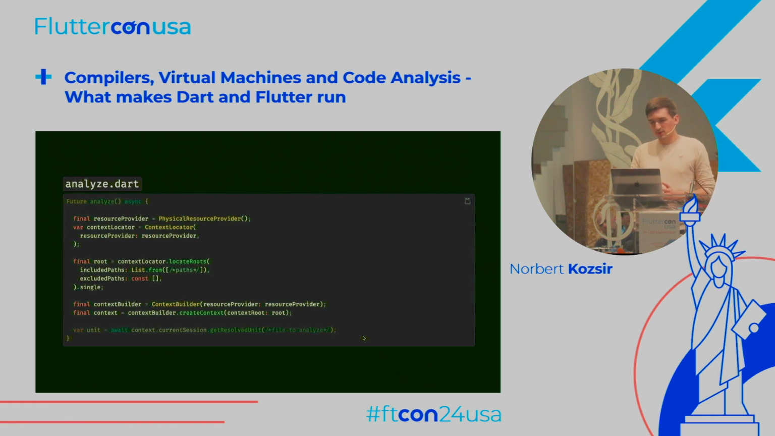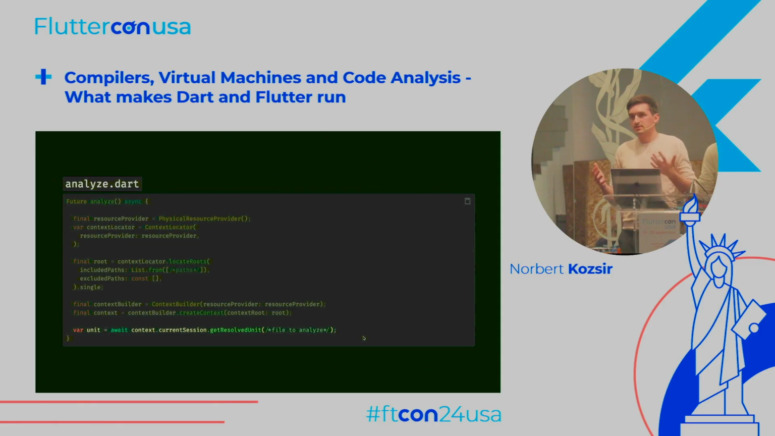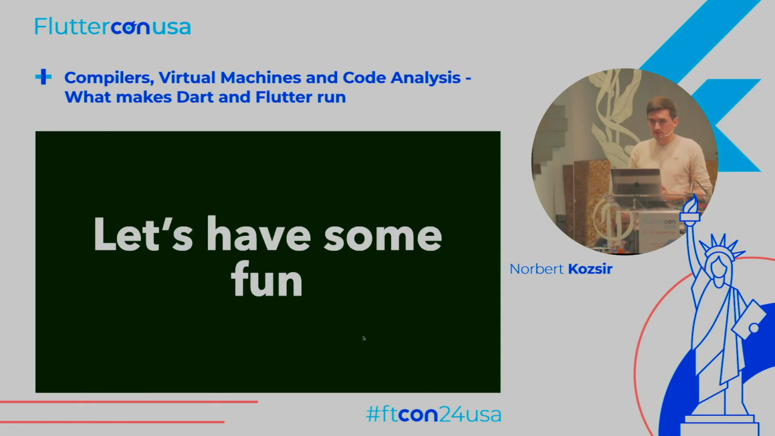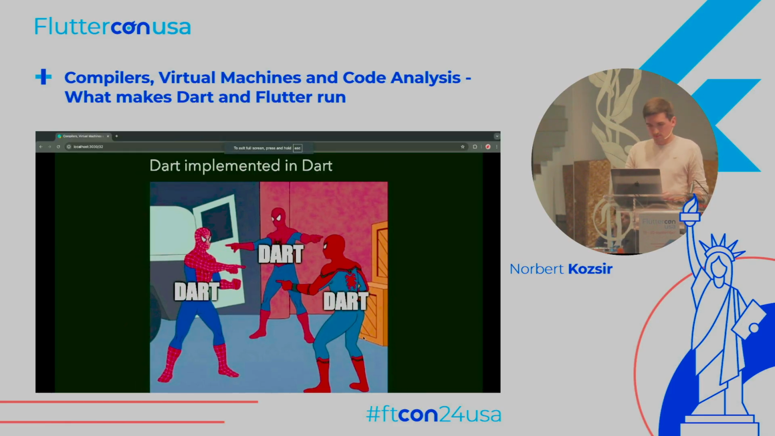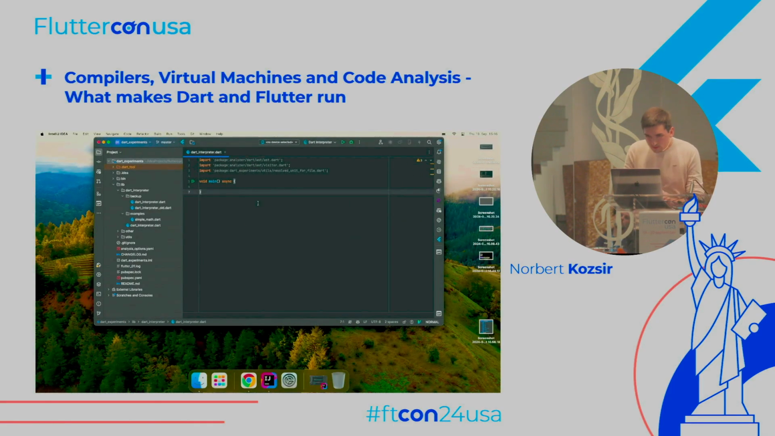There's some boilerplate code you have to set up. You have to give it some files to analyze. You have to give it some context objects, all very standard. And at the very end, you can get a resolved unit, which is basically an AST. So let's have some fun with this. I want to have a quick live coding session where we're implementing Dart in Dart itself. So we can switch over.